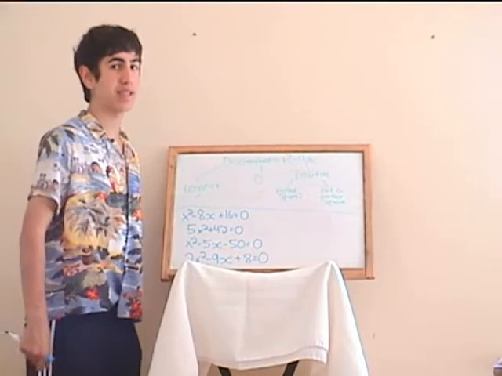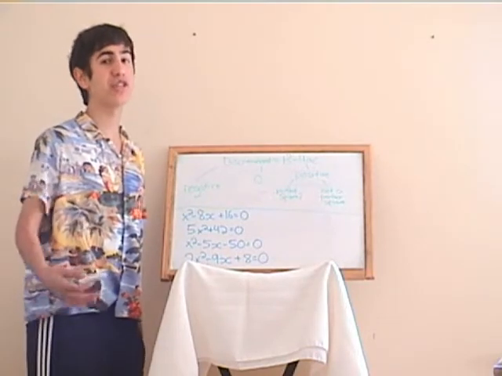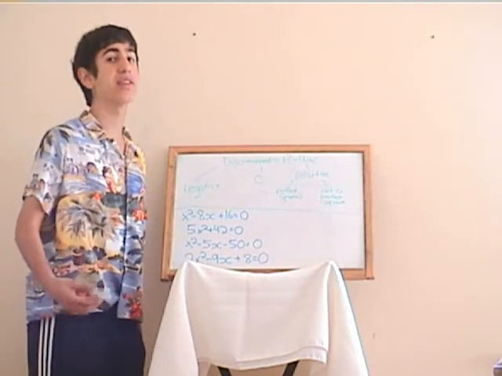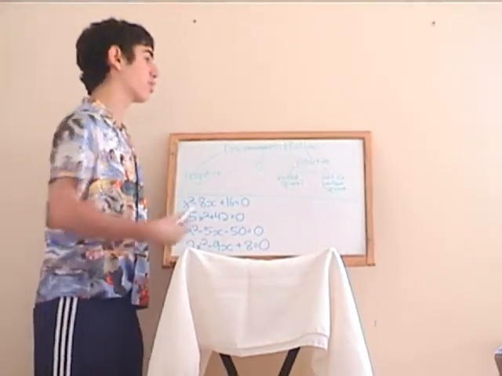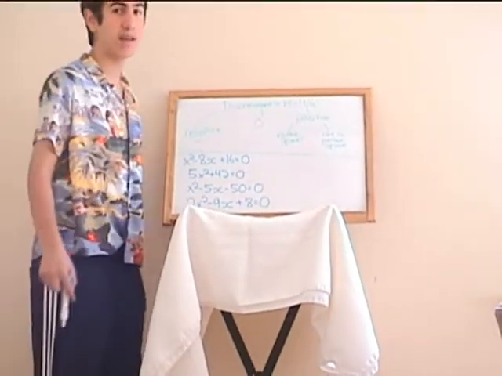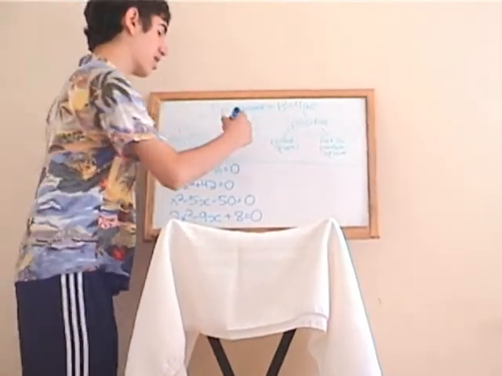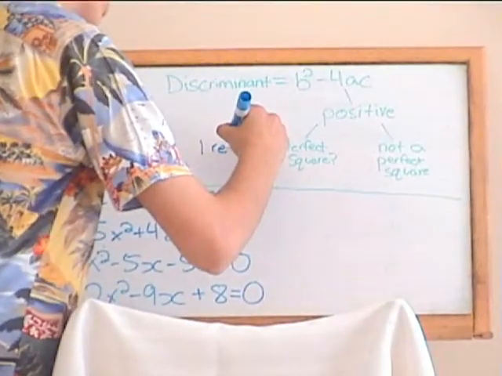There will be some problems in this section that ask you for the nature of the roots. In order to find the nature of the roots, we must solve for the discriminant. The discriminant is equal to b squared minus 4ac. If the discriminant is equal to 0, there is one real root.